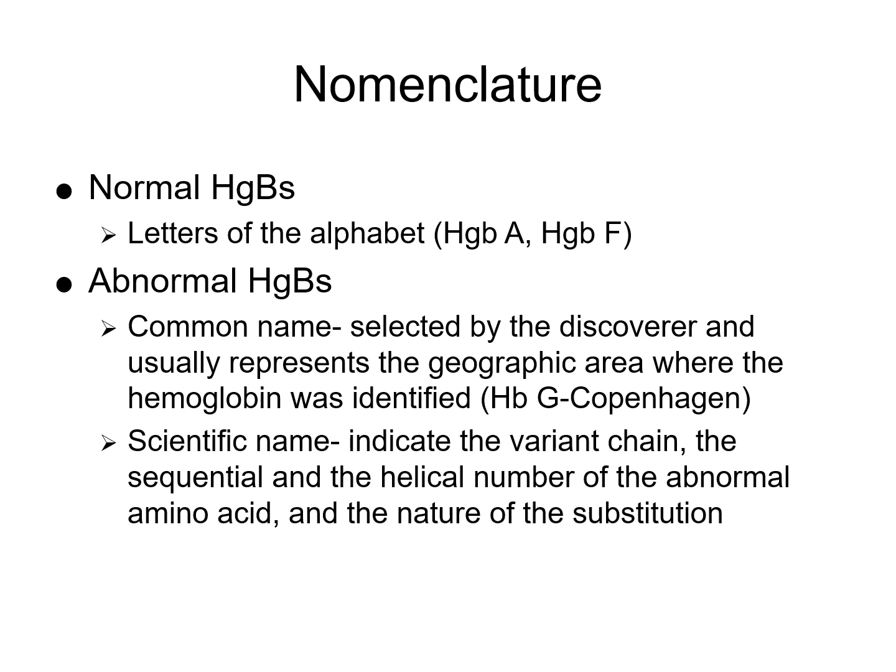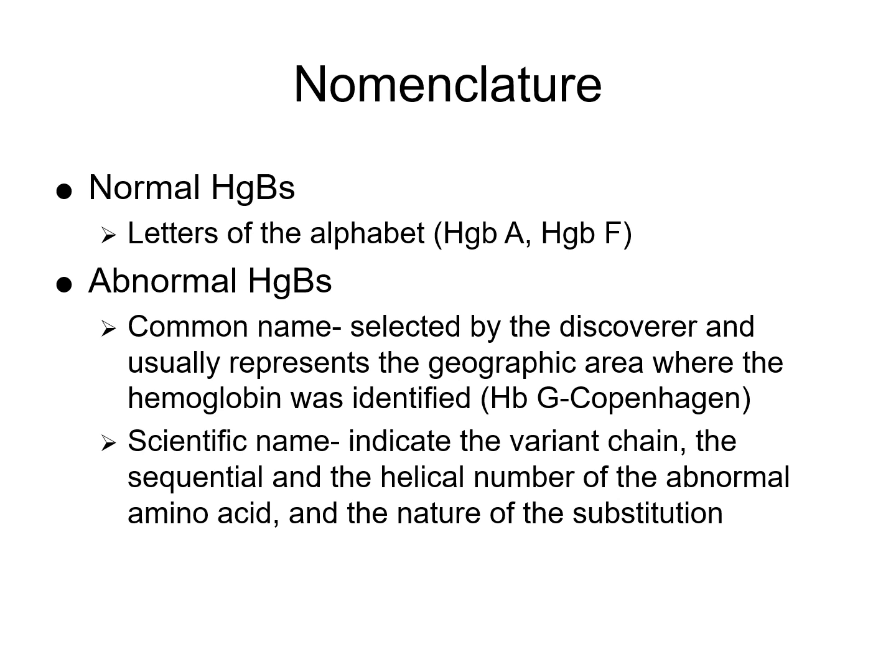So, nomenclature for normal hemoglobins: these are named using letters of the alphabet for easy identification. For example, we have hemoglobin A, which is adult hemoglobin, and hemoglobin F, which is fetal hemoglobin. For abnormal hemoglobins, we'll have a common name, which is usually chosen by the discoverer. It will often reflect the geographic location where the hemoglobin variant was first identified. An example of this would be hemoglobin G-Copenhagen. You can probably guess it was found in Copenhagen.